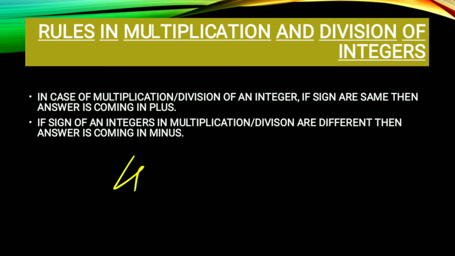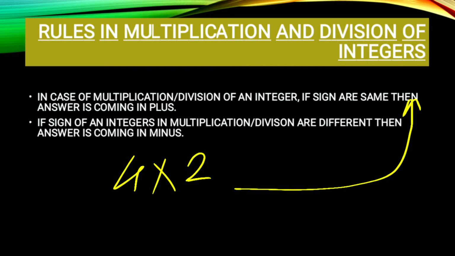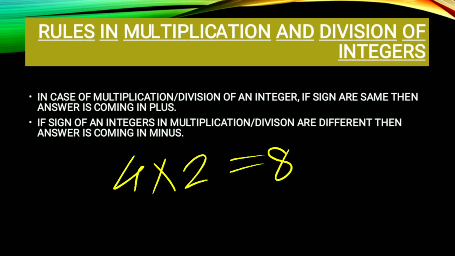Now you can see here I am writing 4 multiplied by 2. Here 4 is a positive integer and 2 is also a positive integer. So as per our rule, if both the integers have the same sign, the answer comes in plus. So let's do the multiplication. How much will it come? 4 multiplied by 2 comes to 8.